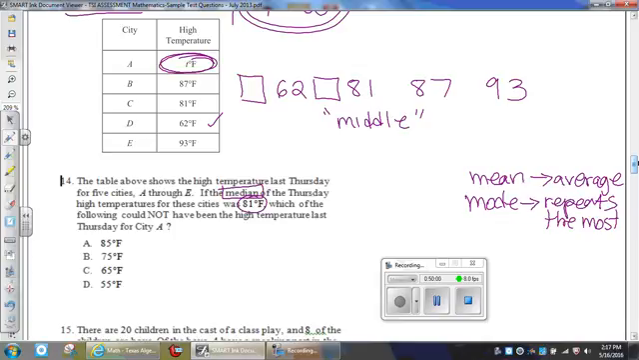Oh, okay. So then let's read the question again, because I did not get that the first time. Which of the following could not have been the high temperature last Thursday for city A? Oh, right here, right? Okay. So our options are 85. Could it be 85? No, because 85 will be placed right here, and these are our only options. So it cannot be 85, but if you notice, that's actually the question. What it cannot be. So be careful with those.